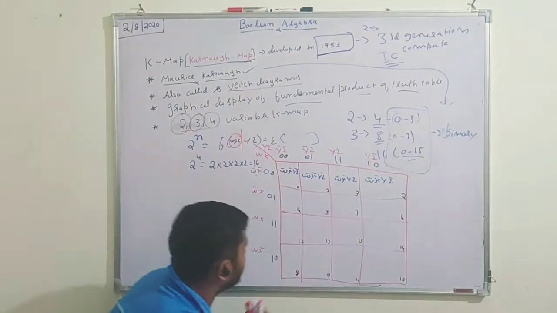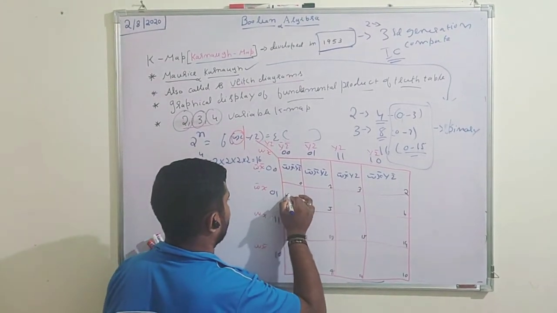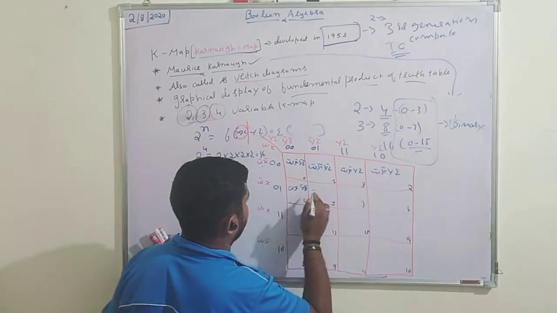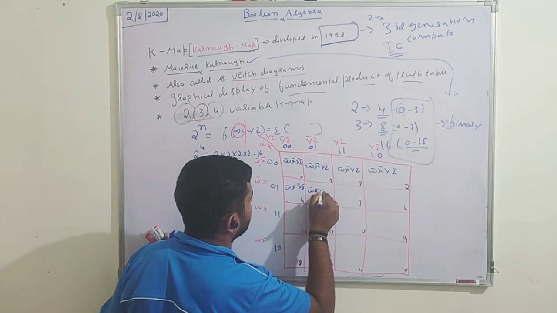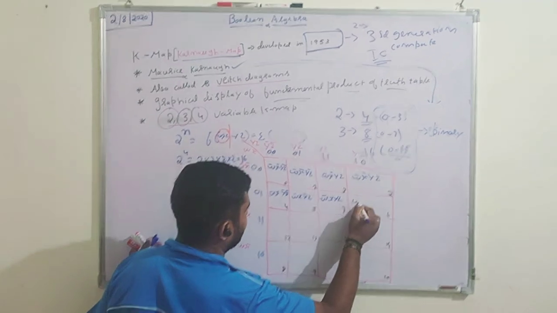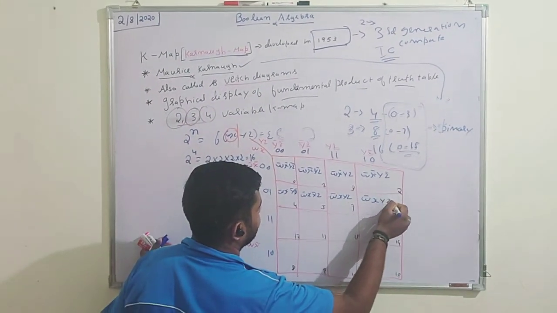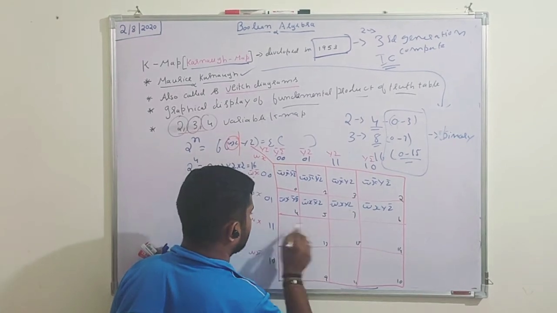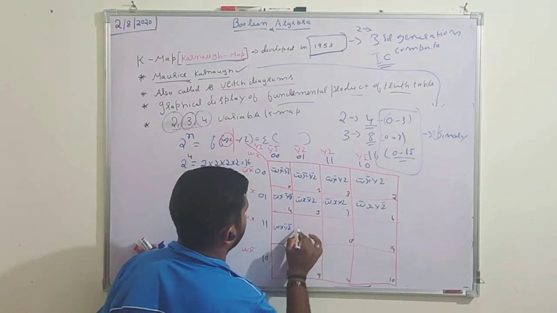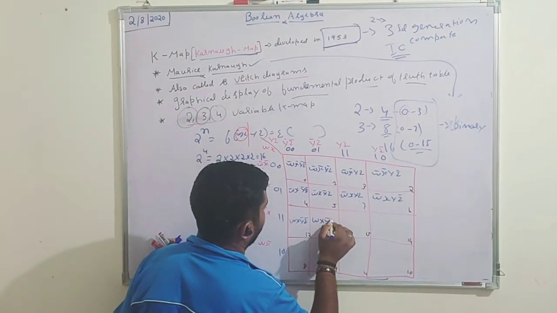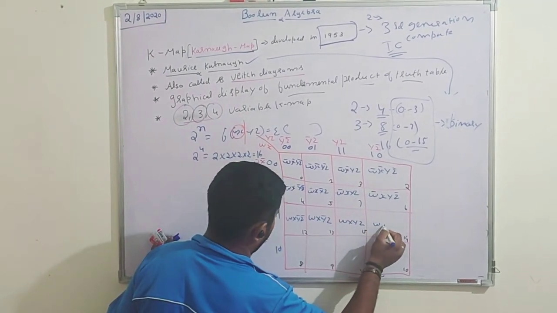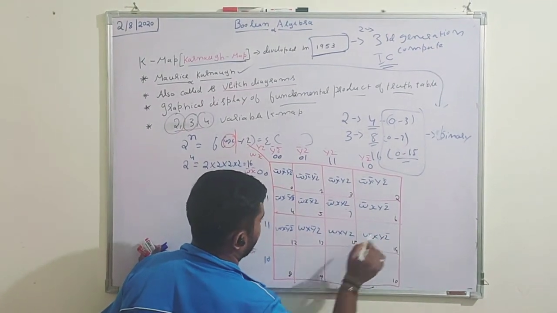Next I am going to write here: w bar x y bar z bar, w bar x y bar z, w bar x y z, w bar x y z bar. Next, w x y bar z bar, w x y bar z, w x y z, w x y z bar.